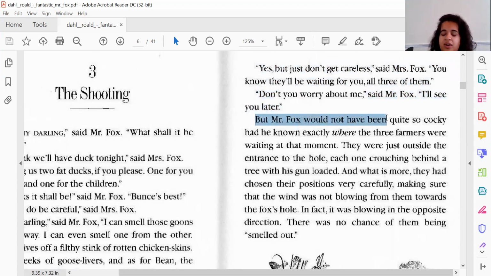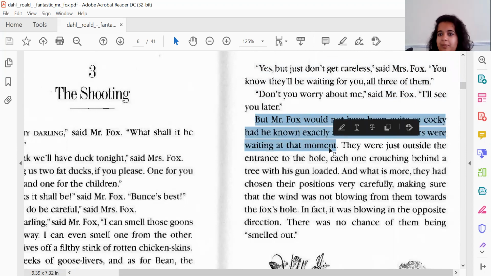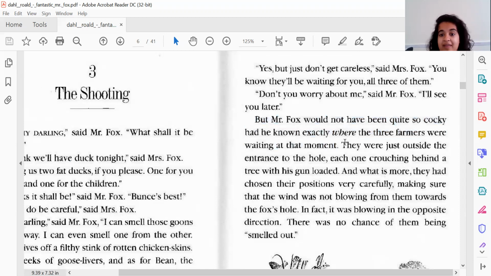But Mr. Fox would not have been quite so cocky had he known exactly where the three farmers were waiting at that moment. So cocky means he was quite boastful, he was quite proud, he was kind of bragging, oh, I'm amazing, they'll never catch me. But he didn't realize that they were just outside the entrance to the hole, each one crouching behind a tree with his gun loaded. And what is more, they had chosen their positions very carefully, making sure that the wind was not blowing from them towards the fox's hole.